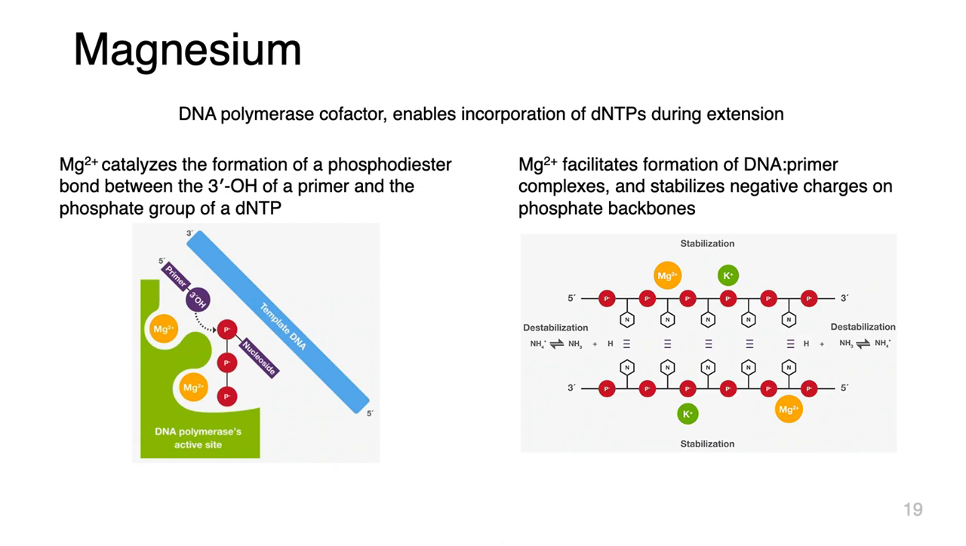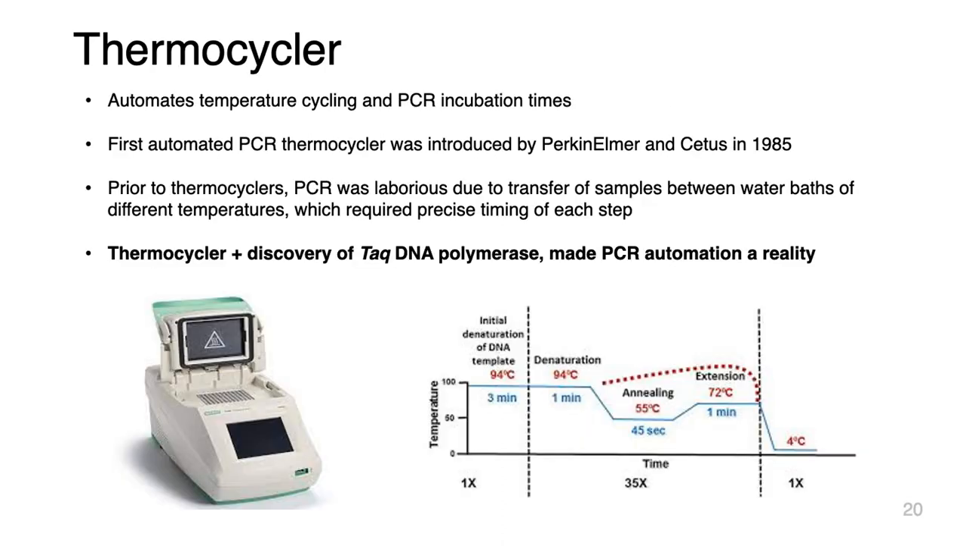The fifth ingredient in the PCR is magnesium. This is a DNA polymerase cofactor, and it enables the incorporation of dNTPs during the extension cycle. Magnesium will catalyze the formation of a phosphodiester bond between the 3' hydroxyl of a primer and the phosphate group of a dNTP. Magnesium also facilitates formation of DNA primer complexes and it will stabilize the negative charges on the phosphate backbones.